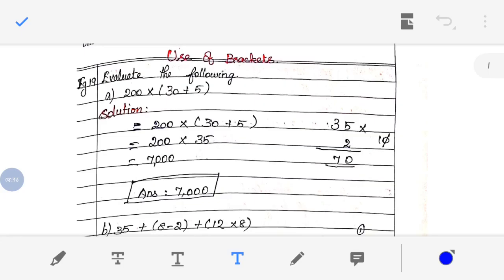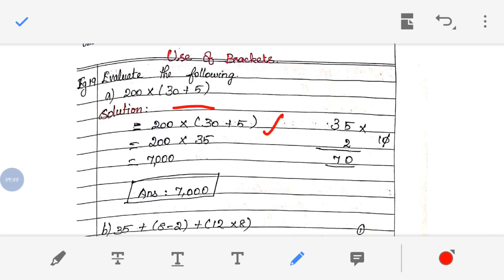The question is, example 19, evaluate the following. The first subdivision is 200 into 30 plus 5. According to the BODMAS rule, first you have to perform whatever is given inside the bracket. Here inside the bracket, addition is there, so let's do the addition first.